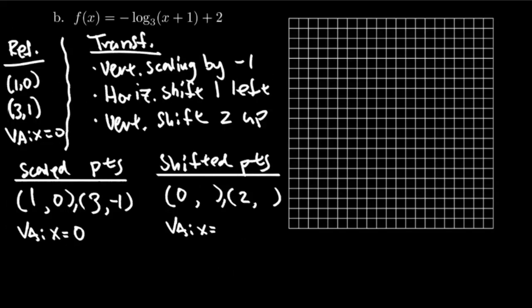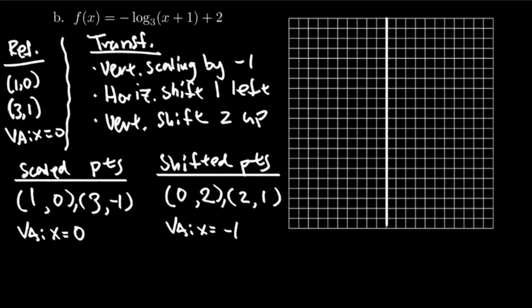Alright, and then vertical shift up by 2, so that means just add 2 to all the y values. So then we end up with these, and then, oh, since we shifted all the x values left by 1, that means same with the vertical asymptote, so we get this. Okay.